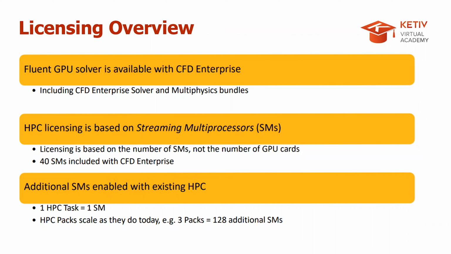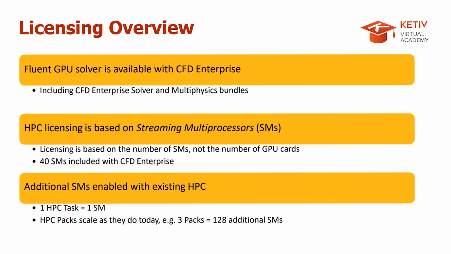And the enterprise license accounts for all different physics. It gives you access to all multi-physics bundles. So from a CFD standpoint, the GPU solver is available with the CFD enterprise package. And the way the licensing works is it is based on streaming multiprocessors, okay? Not the number of GPUs that you have, but the number of total streaming multiprocessors available on those GPU cards. I'll talk a little bit more about this in the next slide so that it's a little bit more clear.